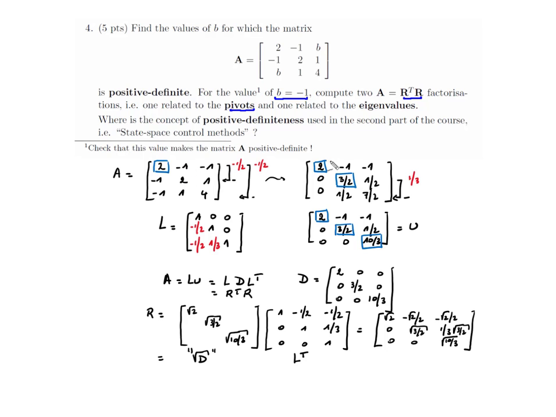If you go through the calculations, this is what you obtain. The next pivot is this one. We want to create a 0 below this one. The multiplier is simply the element to eliminate divided by the pivot, so we have a third. And if you do the calculations, this is what you obtain. This matrix is in upper triangular form. You can see that this matrix is indeed positive definite because the pivots are positive, right? So this is the matrix U.